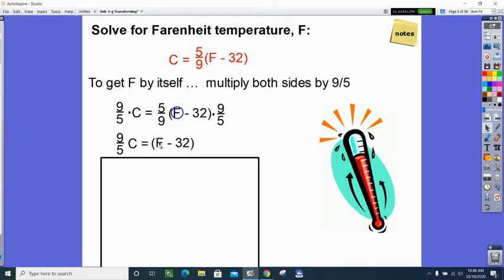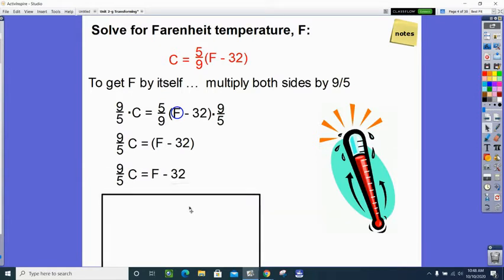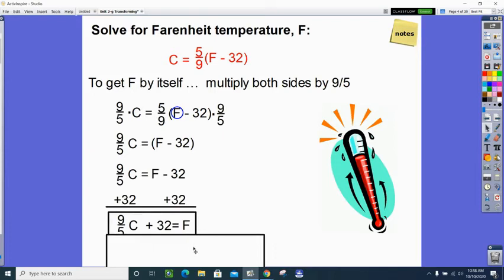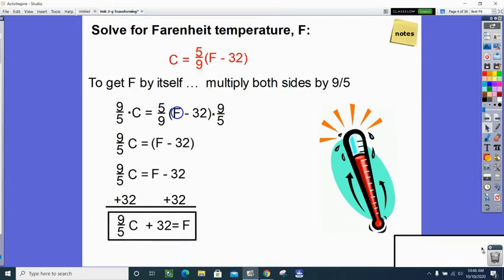So now, to get rid of this minus 32, I add 32 to both sides. Oops, I just took the parentheses off there. Add 32 to both sides. And this is the formula to change a Celsius temperature to a Fahrenheit. So if it is 10 degrees Celsius, you would take 10 times 9, divide it by 5, add 32, and that's your Fahrenheit temperature.